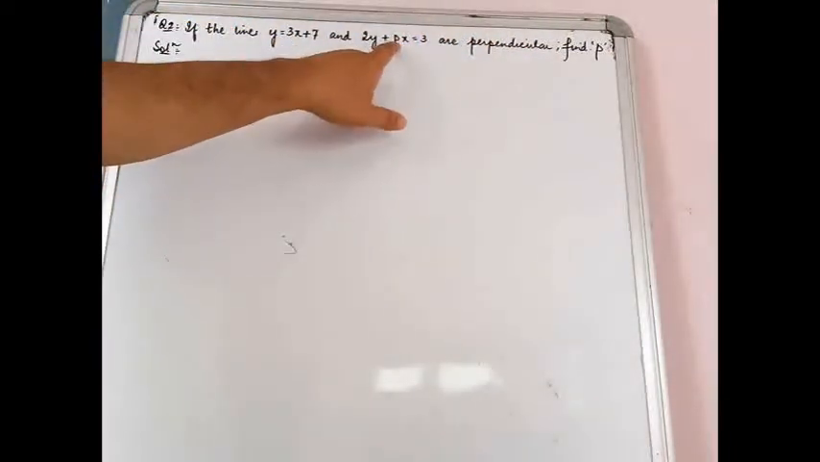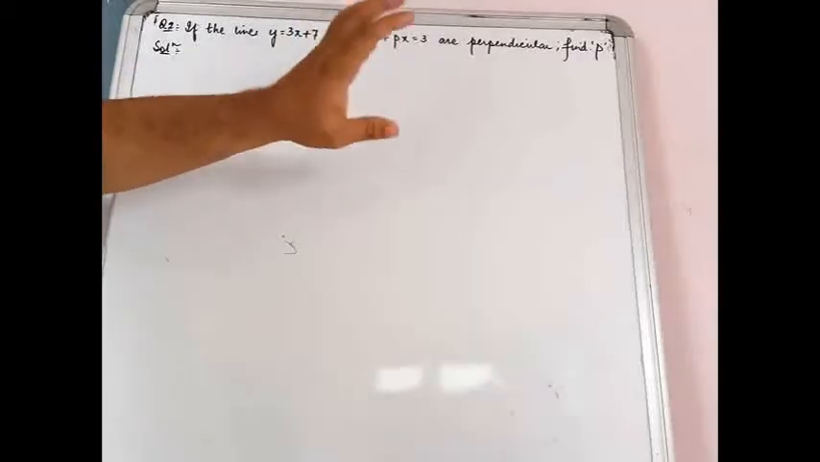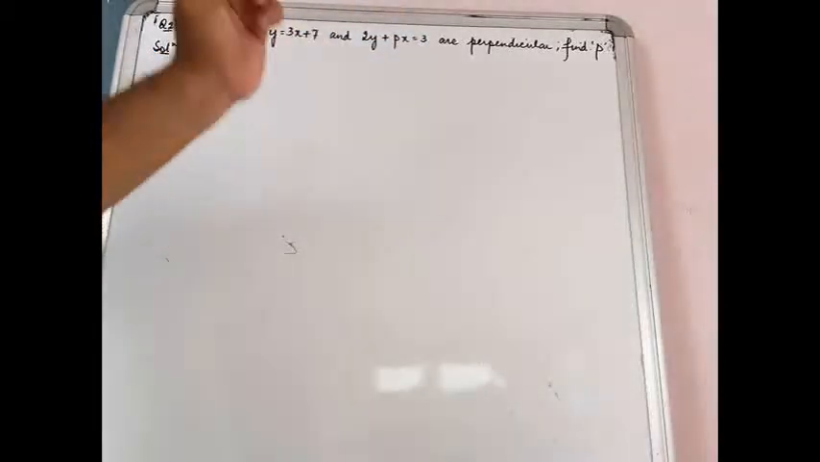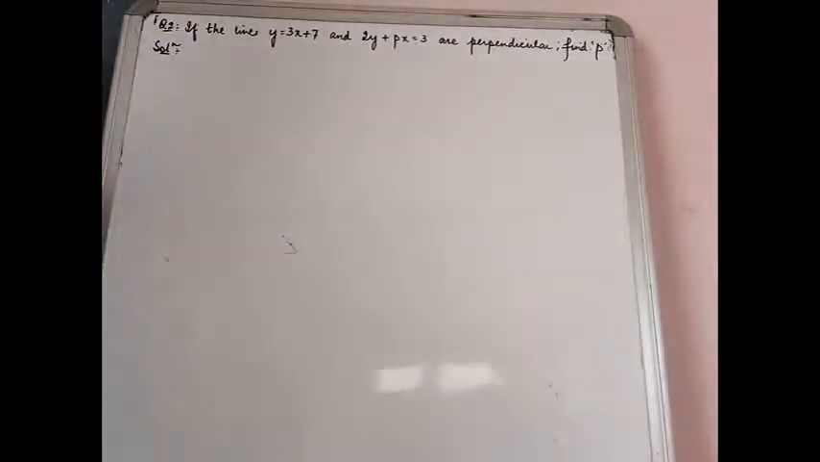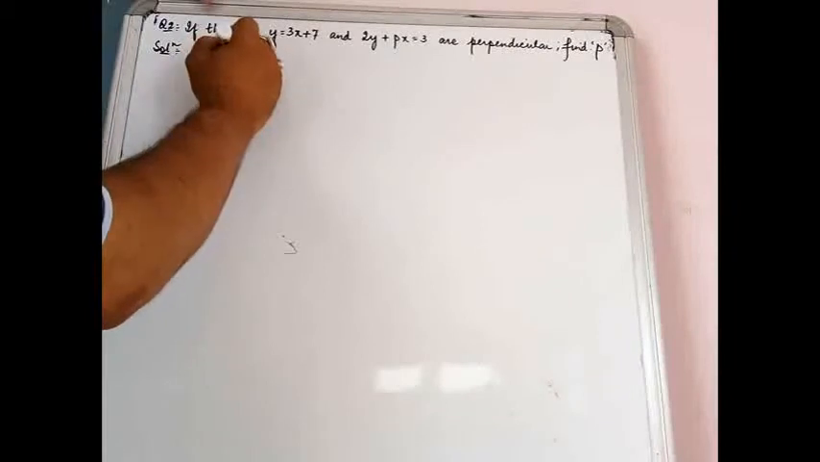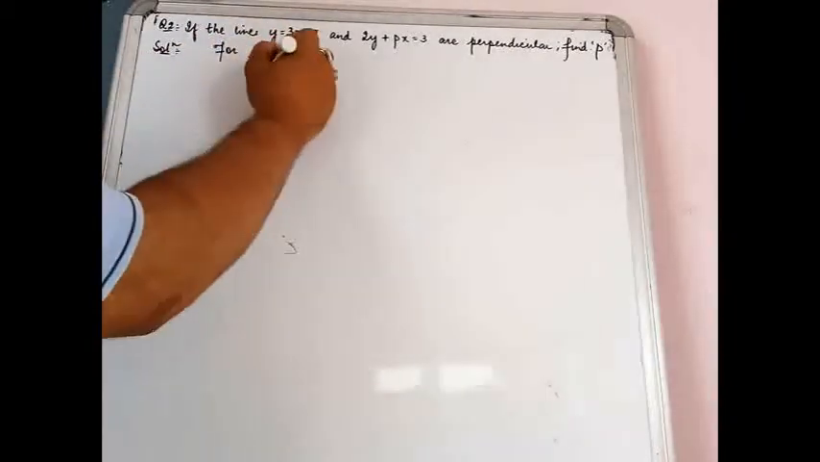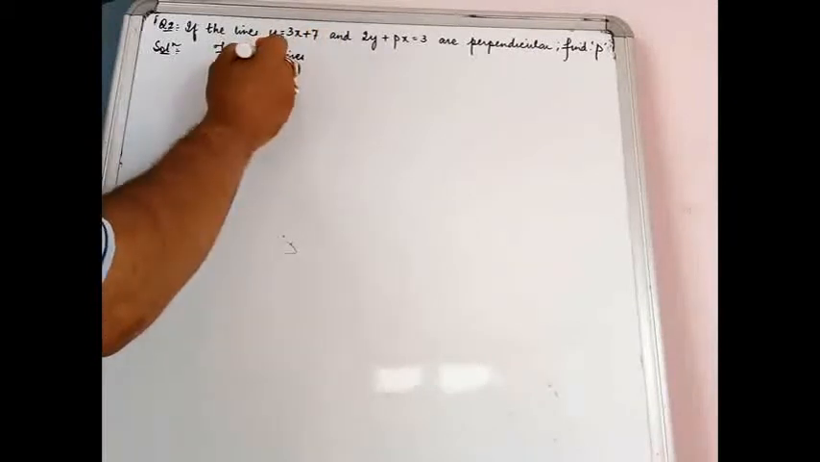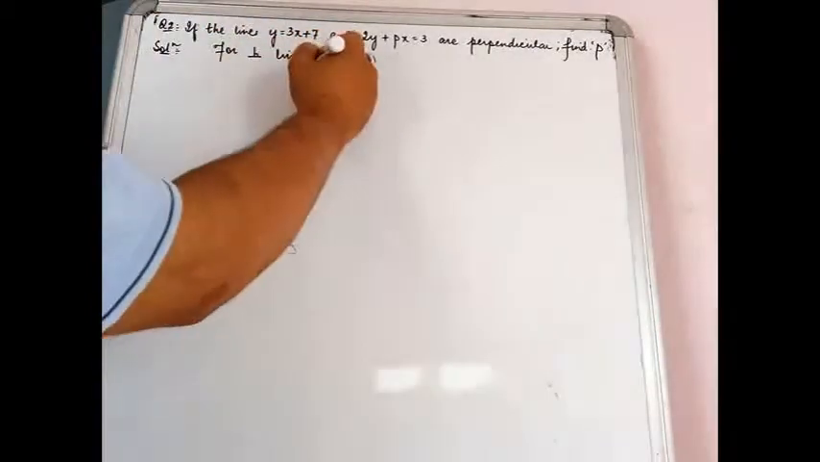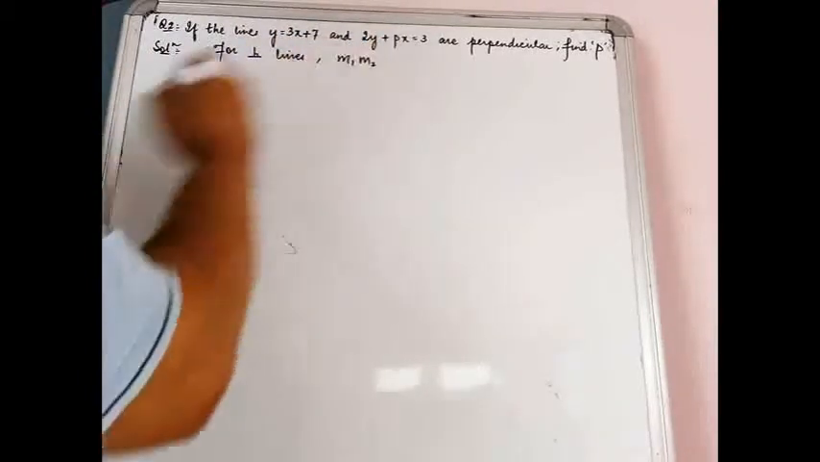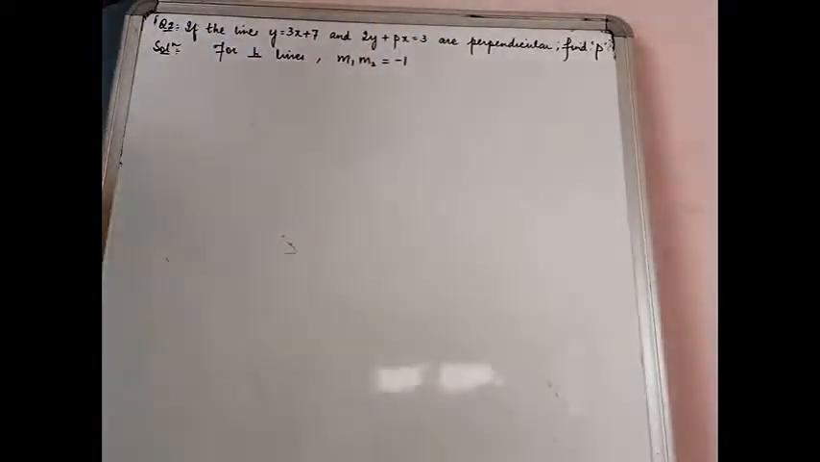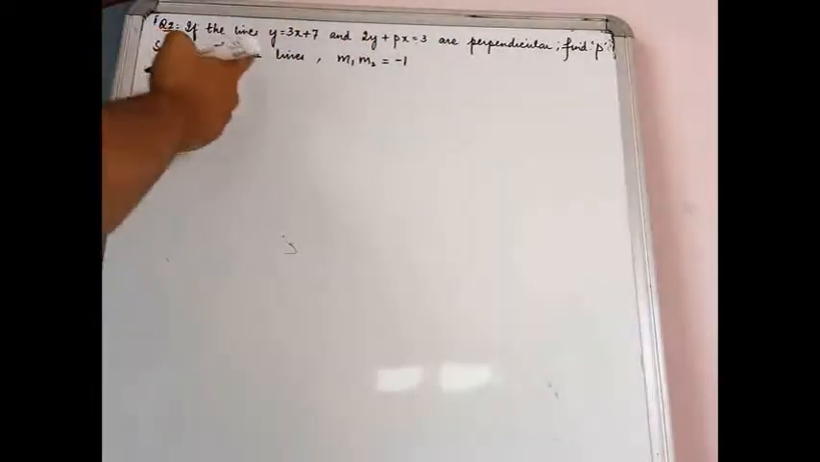So if you see over here in the second equation, there is an unknown p, small p, which you have to find out. And what will be the basis of the solution of this question? The basis will be that these two lines are perpendicular to each other. So if they are perpendicular to each other, you simply write down for perpendicular lines, this is the sign for perpendicularity, m1 into m2 is equal to minus 1. This is the condition that we have for perpendicular lines.